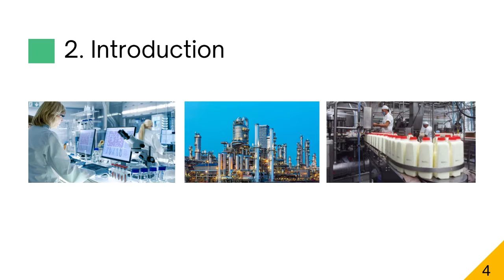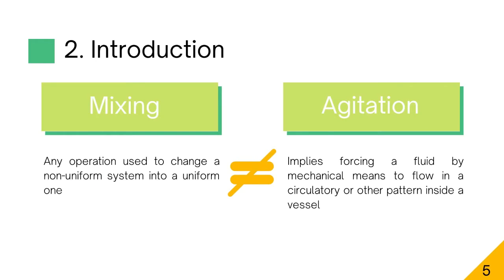Agitation and mixing are truly important unit operations in a wide variety of industries. Typically, these operations are related to processes that require physical and chemical reactions, such as food, pharmaceutical, and even the oil and gas industry. Even though agitation and mixing unit operations are strongly related, they are not the same. Mixing is any operation used to change a non-uniform system into a uniform one. Agitation implies forcing a fluid by mechanical means to flow in a circulatory or other pattern inside a vessel.